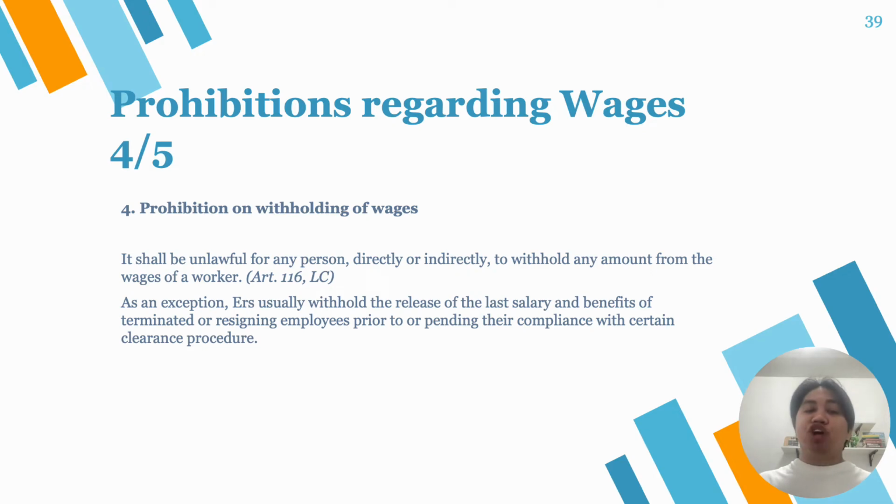And fourth provision on withholding of wages, it shall be unlawful for any person to withhold any amount from the wages of the worker. But an exemption, employer usually withhold the release of last salary and benefits of terminated or resigning employees prior to compliance with a certain clearance procedure. So there should be a clearance procedure that shall be implemented. Once the clearance has been cleared, then you can already send the final pay to the workers or employees. So you can withhold that one on the condition that there is clearance for the departing or resigning employees.